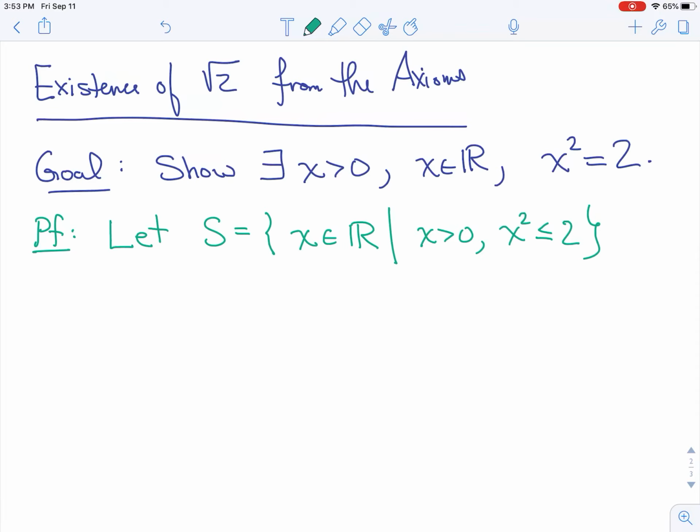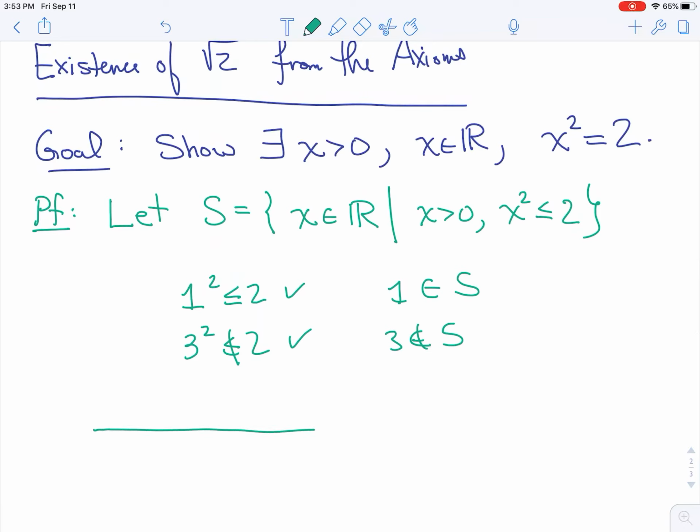Okay. So I can at least define that. I can say, well, look at the real numbers, look at the ones that are positive, and square them and see if it's bigger or less than 2, right? And so I can just check, right? Like I can just check 1. Well, 1 squared is less than 2. Okay, so I guess that means 1 is in S. And 3 squared is not less than 2. Oh, so I guess 3 is not in S, right? So some numbers are in S, some numbers aren't in S.